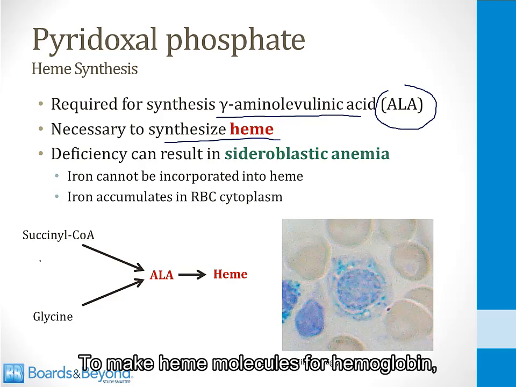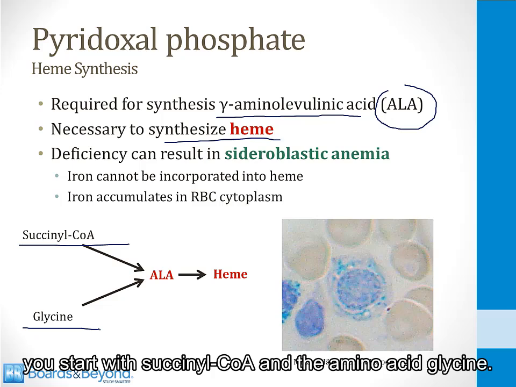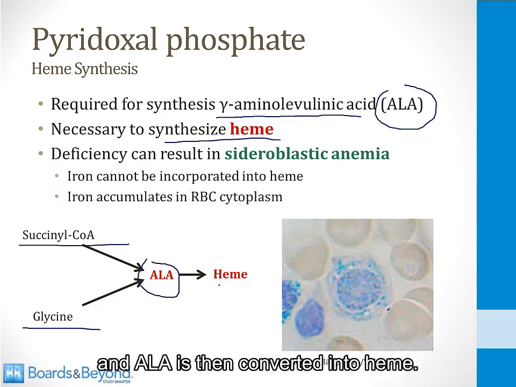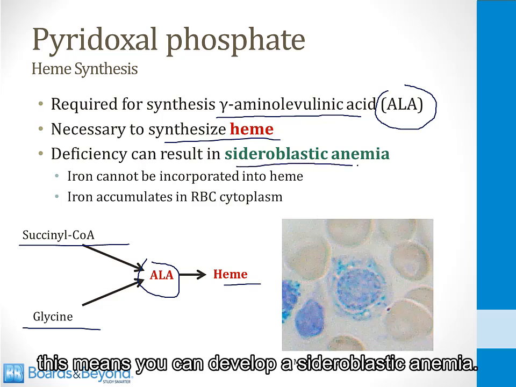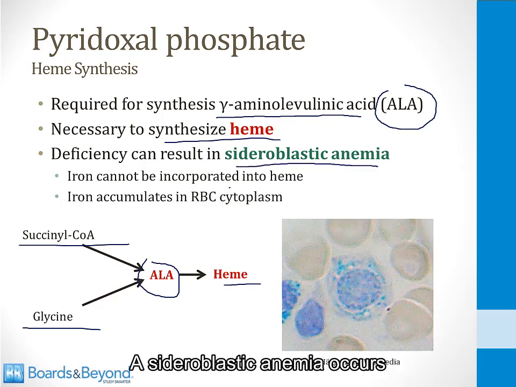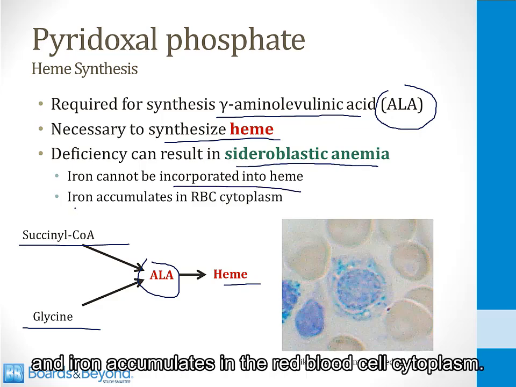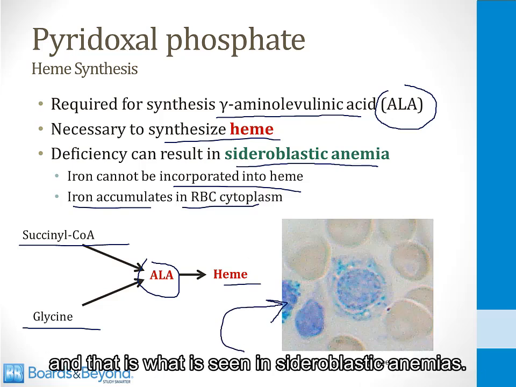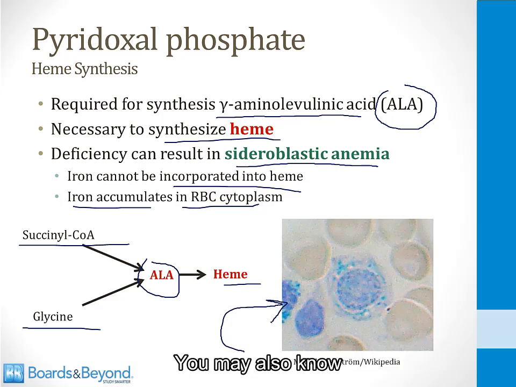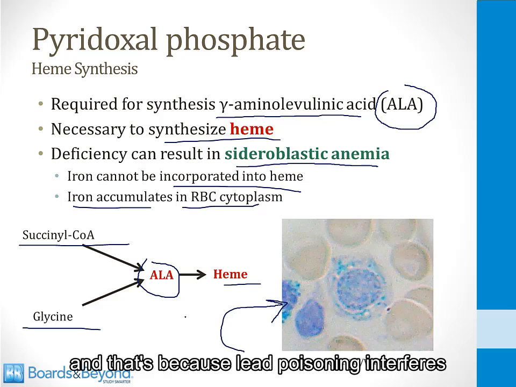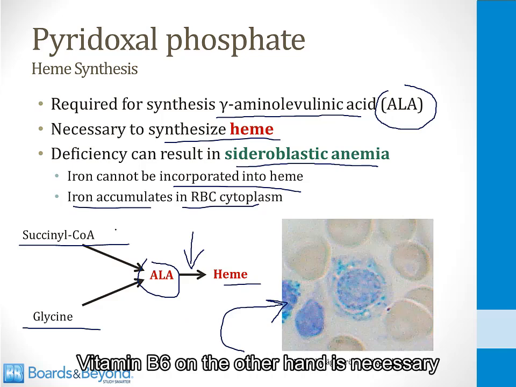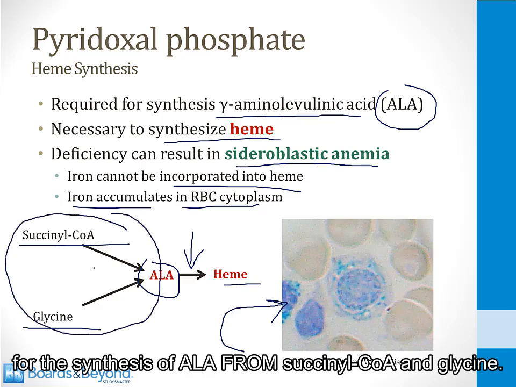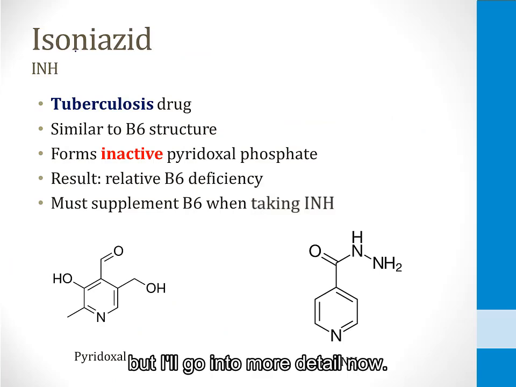To make heme molecules for hemoglobin, you start with succinyl-CoA and the amino acid glycine. Those are used to build ALA molecules, and ALA is then converted into heme. If you are deficient in vitamin B6, this means you can develop a sideroblastic anemia. A sideroblastic anemia occurs when iron cannot be incorporated into heme properly and iron accumulates in the red blood cell cytoplasm. This is a picture of a sideroblast on the screen here, and that is what is seen in sideroblastic anemias. You may also know that lead poisoning can cause a sideroblastic anemia, and that's because lead poisoning interferes with the conversion of ALA into heme. Vitamin B6, on the other hand, is necessary for the synthesis of ALA from succinyl-CoA and glycine. I mentioned this before, but I'll go into more detail now.